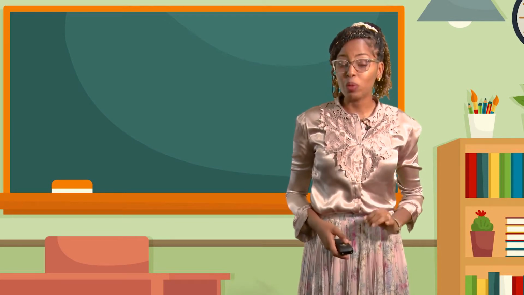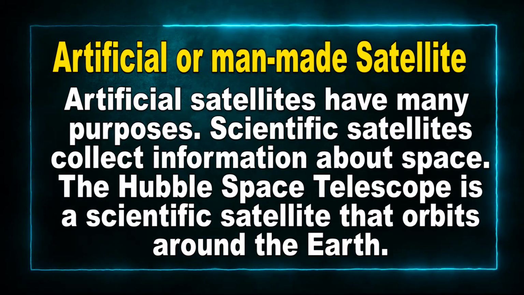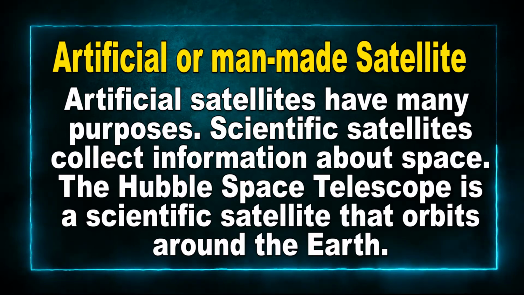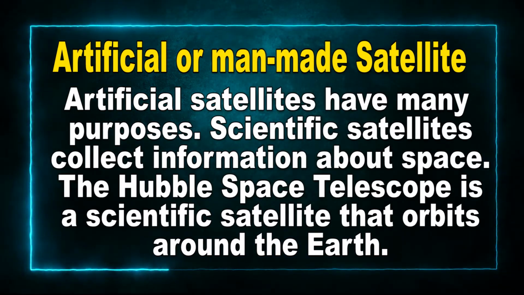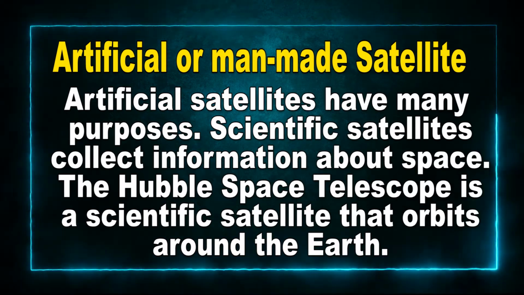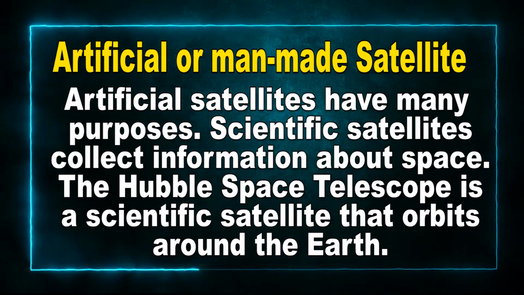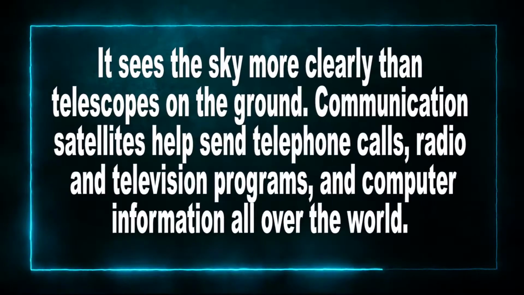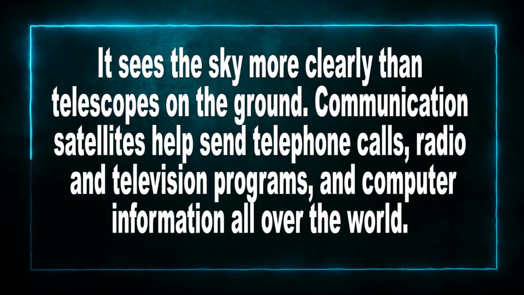The first one would be artificial or man-made satellites. Artificial satellites have many purposes. For example, some are used for scientific purposes, which is to collect information about space. The Hubble Space Telescope is a scientific satellite that orbits around the Earth. It sees the sky more clearly than a telescope on the ground.